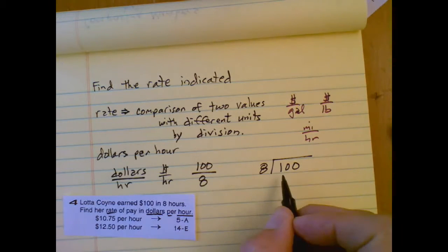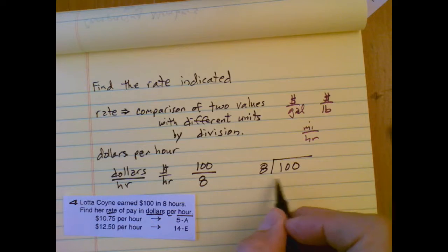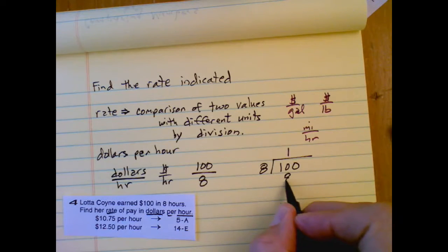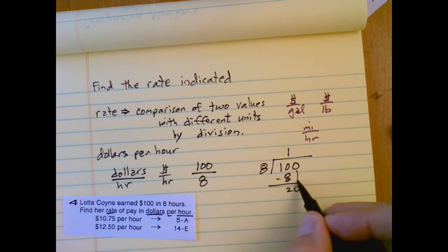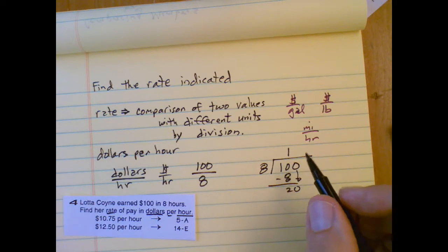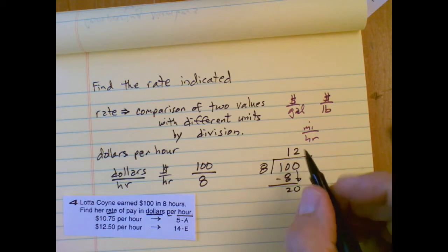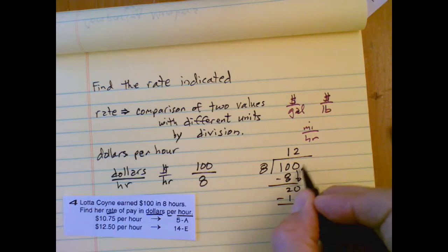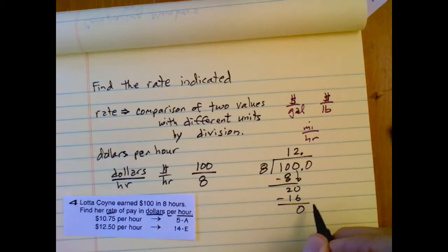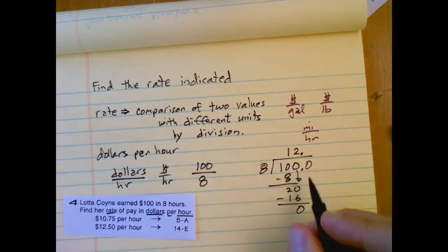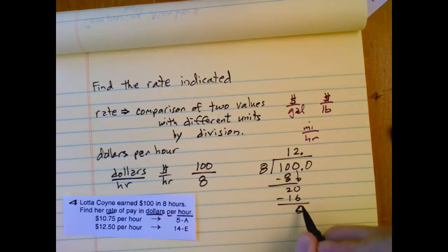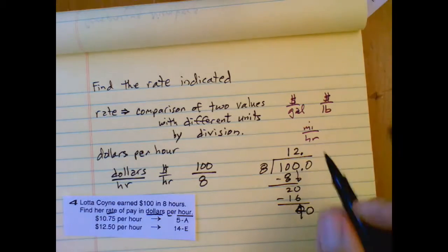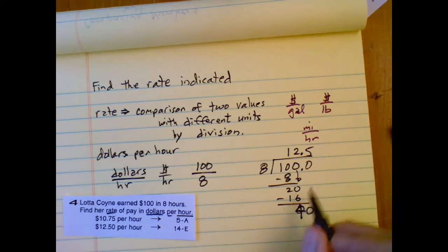100 divided by 8. 8 will go into 10 once. Do subtraction, bring down the 0. 8 goes into 20 twice, and that's 16. Subtract, so I'm going to have to add a decimal point and bring it up. Add a 0. Oh, what am I saying? 20 minus 16 is 4, not 0. That's kind of silly. Bring down the 0. How many 8's go into 40? Well, 5 do. So 5 times 8 is 40.